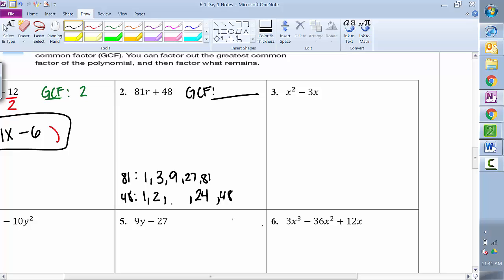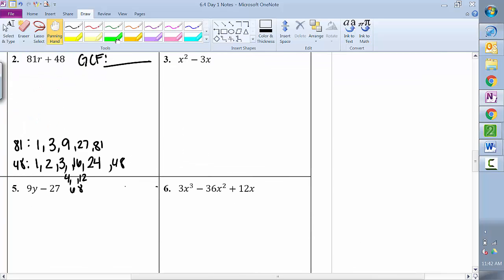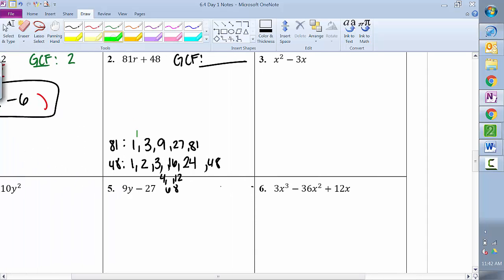Wait, does 3 go into 48? Yes, it does. I almost skipped it. 3 times what number? 16. Okay, keep going. 4 times what number? 4 and 12. I'm running out of room here. What about 6? 6 times what number? 6 and 8. Sorry, I'm running out of room. And that's it. What about 7? It doesn't. So what is the greatest common factor you see? There's only one number that's common. 3 right here.